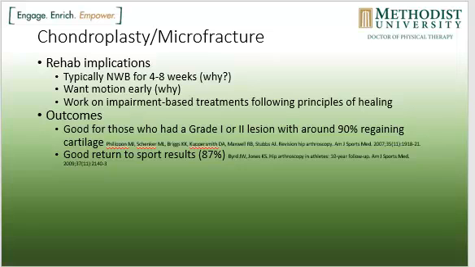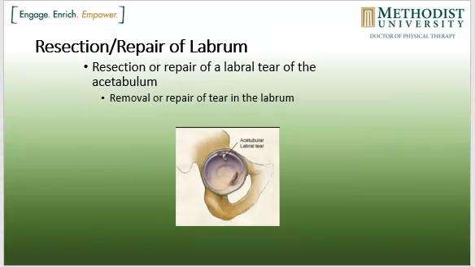So what are the outcomes for this? Those who had a grade 1 or 2 lesion tend to have really good results, and they can return to sport and they can return to regaining cartilage. When the lesion gets bigger than a grade 1 or 2, the results aren't as good.